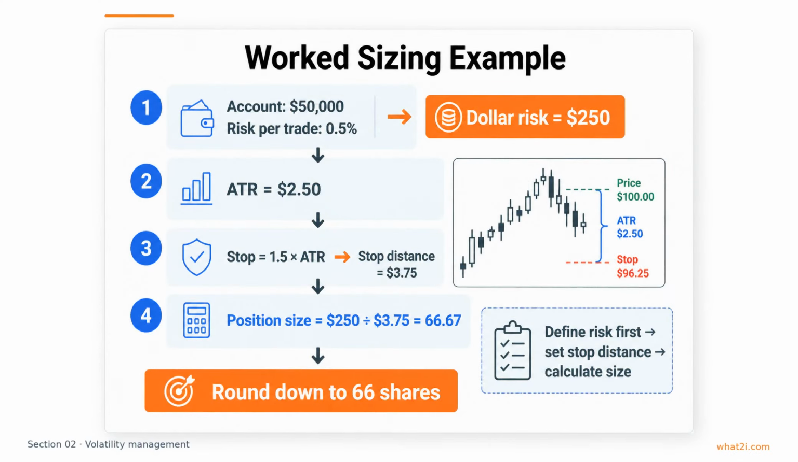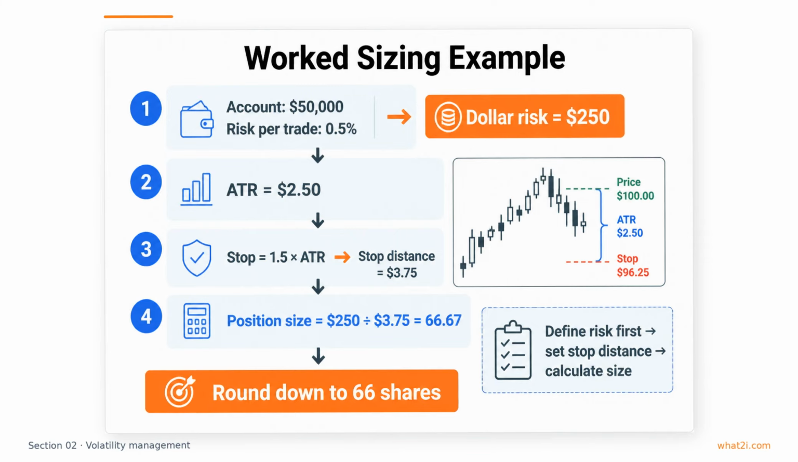Here is a worked example. Suppose you have a $50,000 account and risk 0.5% per trade, which gives you a $250 risk budget. If ATR is $2.50 and your stop is set at 1.5 times ATR, the stop distance becomes $3.75. Dividing 250 by 3.75 gives 66.67 shares. To stay within the limit, you round down to 66 shares. The order of thinking matters.